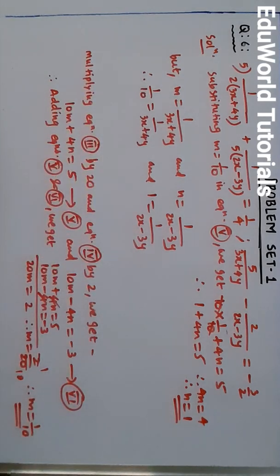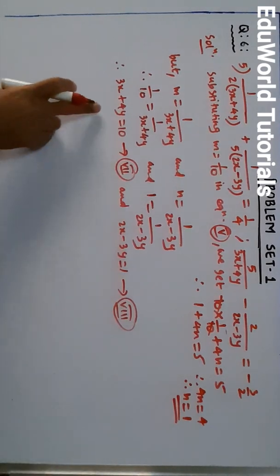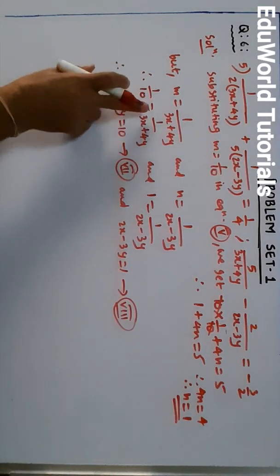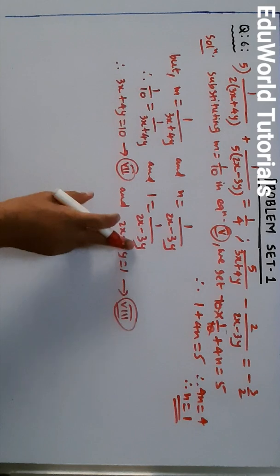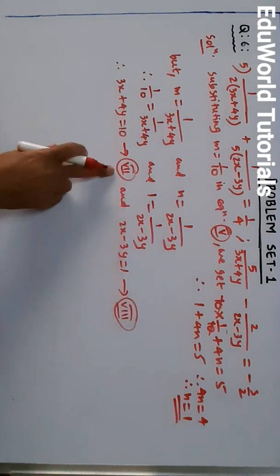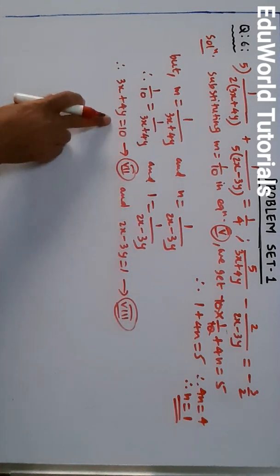Again on cross multiplying we will get two more equations. So on cross multiplying we get 3x plus 4y is equal to 10 and 3x minus 2y is equal to 1. These are 7th and 8th equation. Now we have to solve them.